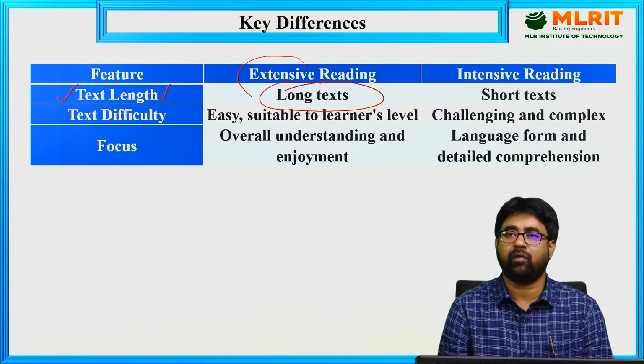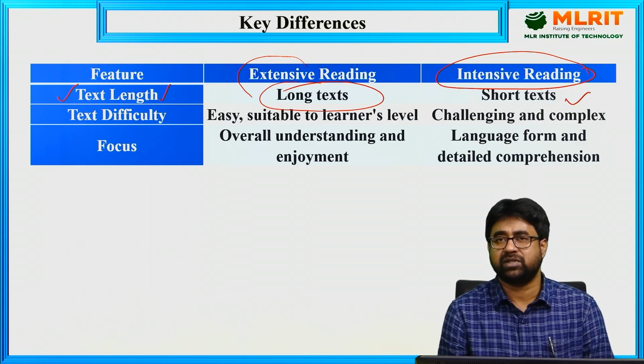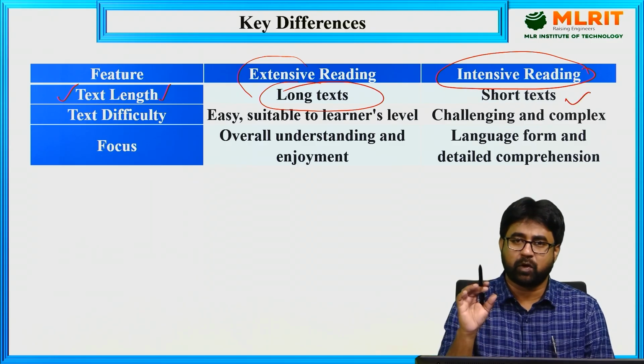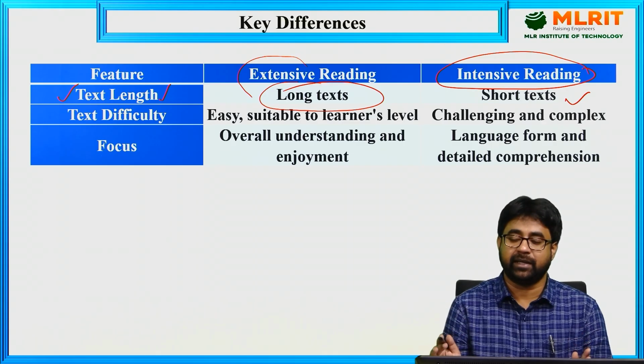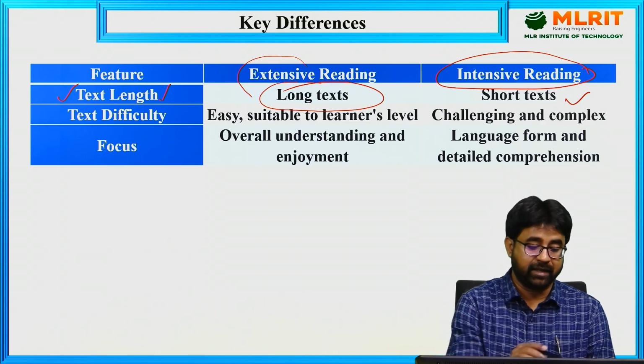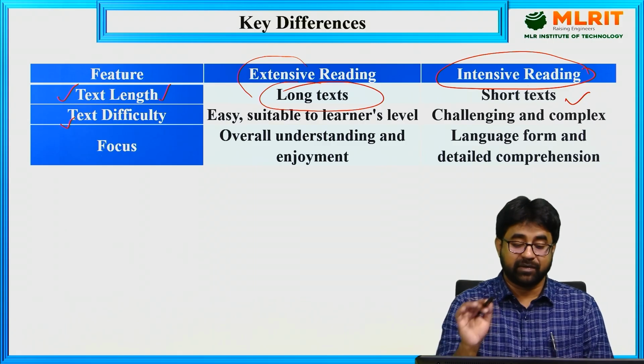For example, novels, storybooks and all. In intensive reading, the text won't be that big. It would be small chapters or research articles, a limited amount of material, right? The material won't be that lengthy when it comes to intensive reading. Text difficulty, what would be the difficulty level?